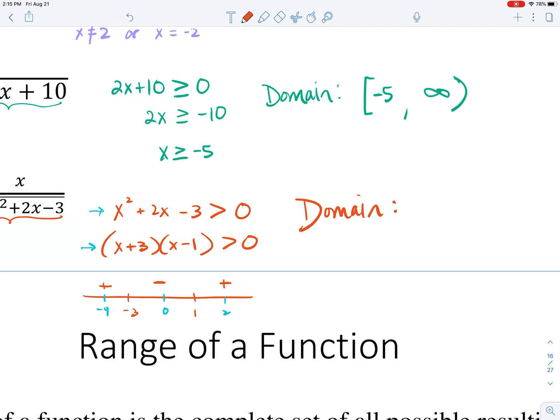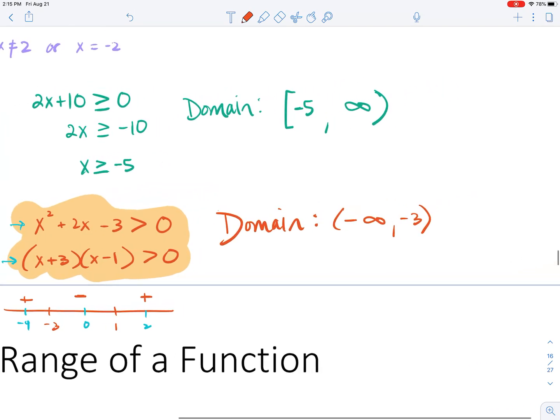And we want all the values that would make either of these statements true. Since the expression on the left would be positive, or strictly greater than 0, to the left of negative 3, that would be negative infinity to negative 3. Negative 3 is not included though, because if you substitute in negative 3, we would get 0. We're saying that x squared plus 2x minus 3 must be strictly greater than 0.